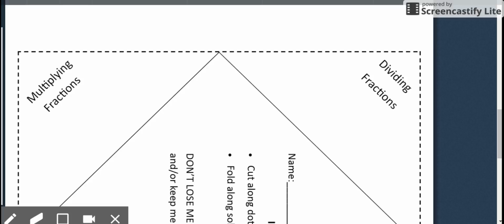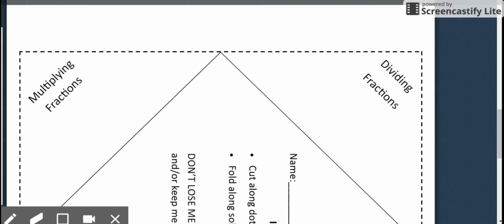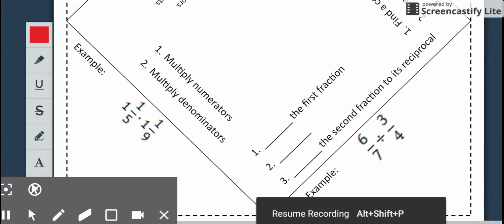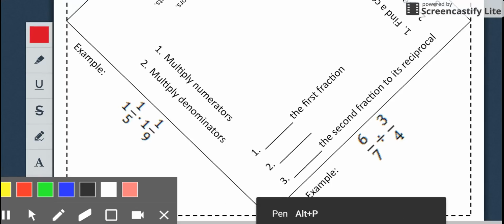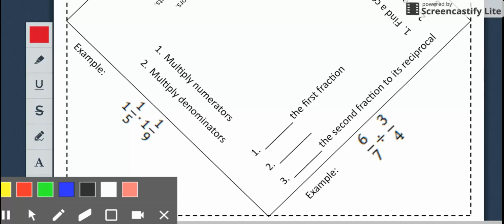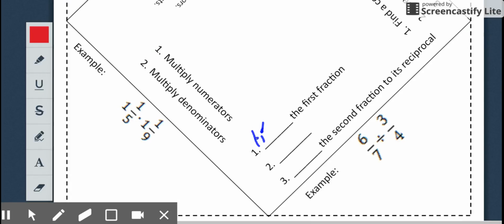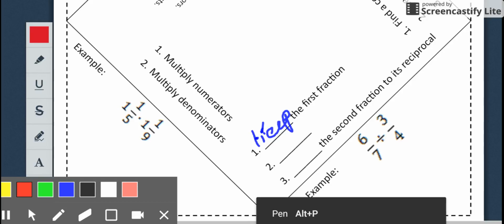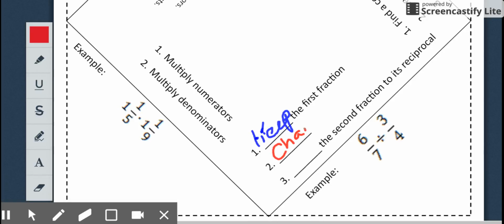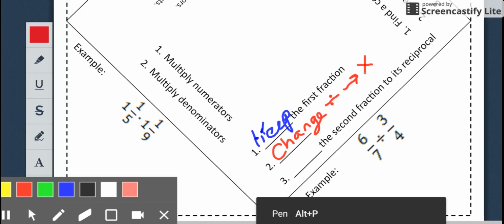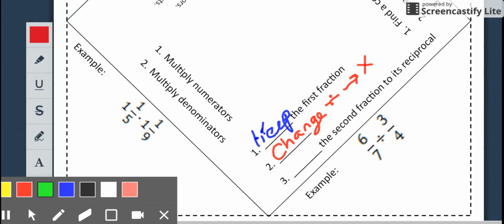Next, we'll be talking about dividing fractions. When we divide fractions, you can remember it by thinking keep, change, flip. You're going to keep the first fraction the same. Then you're going to change the operation from division to multiplication. Last, you'll flip your second fraction so that we get the reciprocal of whatever we started with.